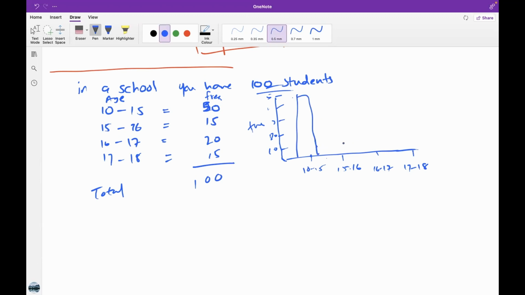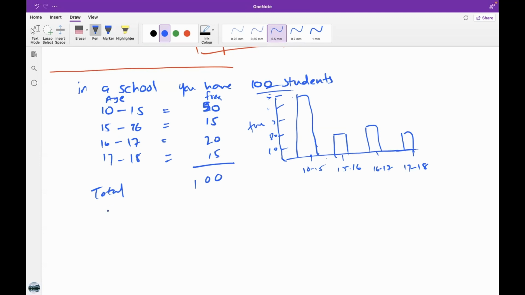So for 10 to 15, I'm going to make a bar like that, that is 50. And 15 to 16, you have 15. And 16 to 17, you got 20, right? And 17 to 18, you got 15 again. So this is the bar chart, the histogram that you can draw.